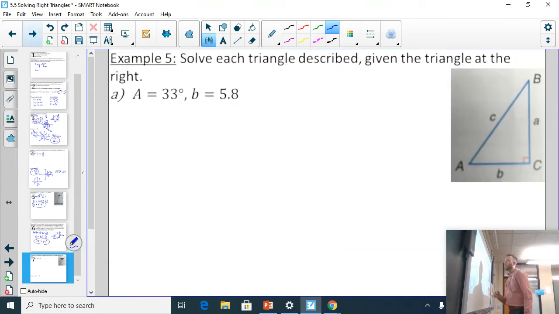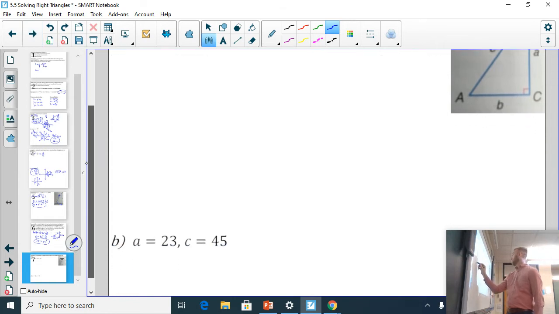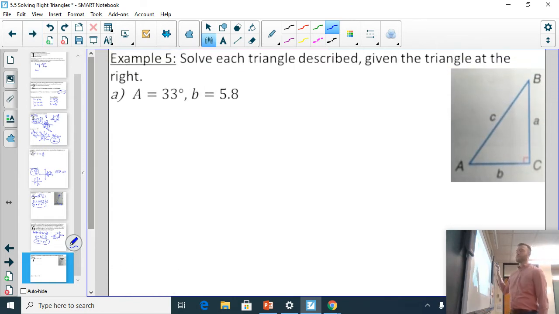Now, the second ones are really where these problems are at, and that is completely solving these triangles. So solve each triangle described, given the triangle at the right, and solving a triangle just means find all of the sides and all of the angles. So we know that A equals 33 degrees for this one, and we know B is 5.8. So first things first, we can find this other angle, right?